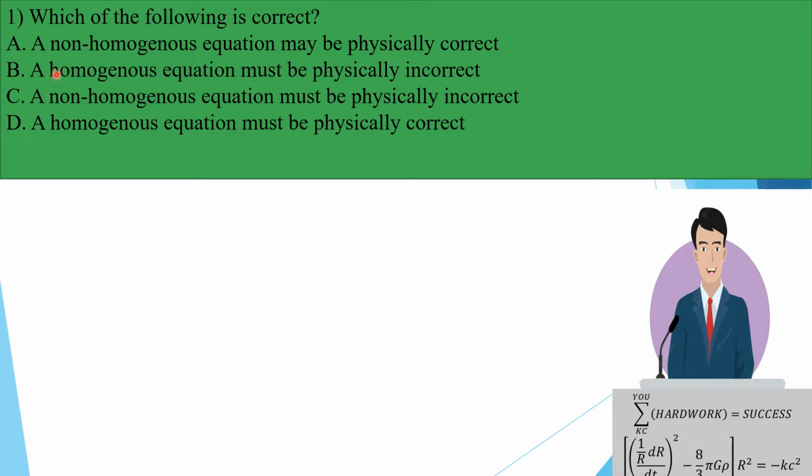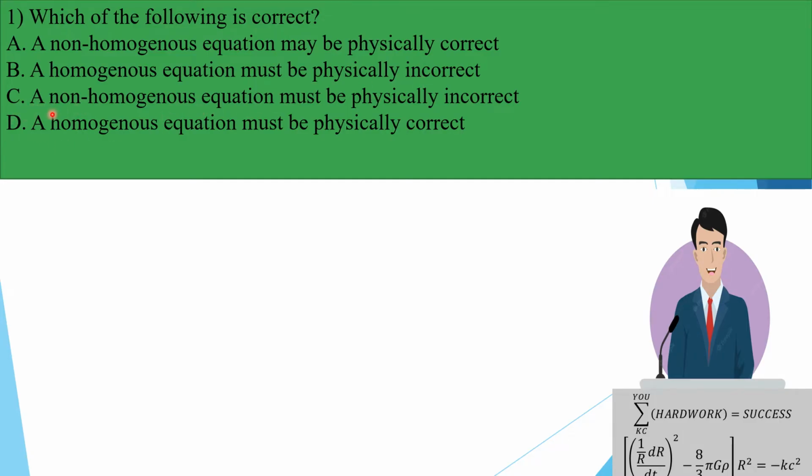B says a homogeneous equation must be physically incorrect. Well, if you took this "may" here and put it here, this would have been true because a homogeneous equation may be physically incorrect. But now the problem here is it says it must be physically incorrect, and it's not true because homogeneity just tells you the possibility of a particular physical equation being correct, right? So it must not be incorrect.